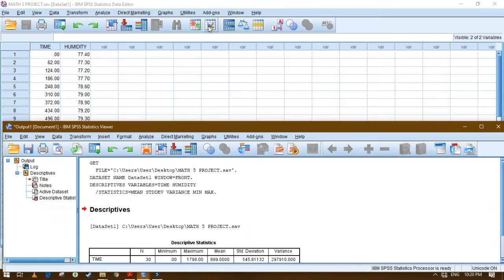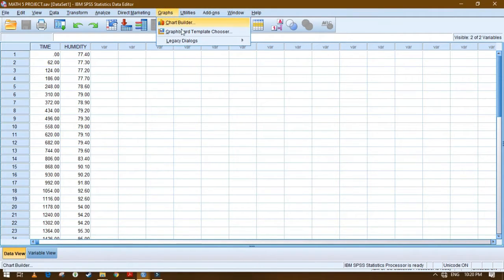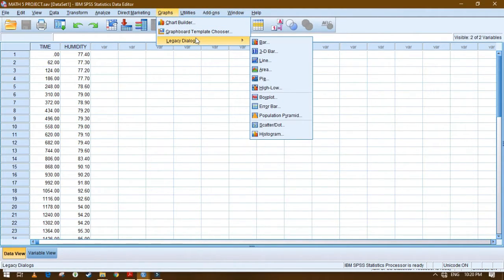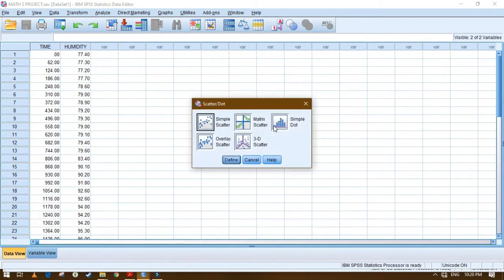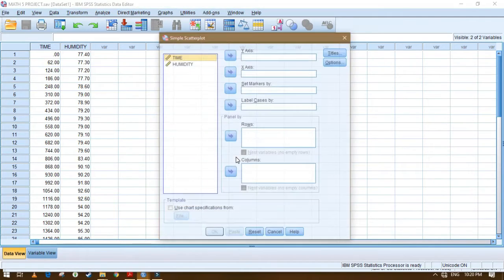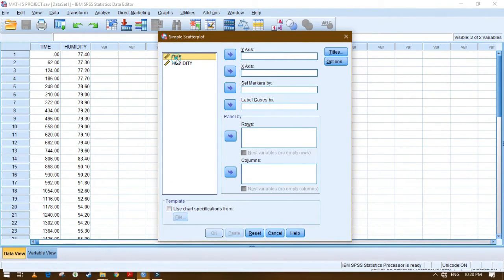On this question, firstly, we must show the scatter data. Click on the graph, go to the listing dialogs, and click on the scatter dot. Just a simple scatter. So on y-axis, we put the humidity, and for time, we put the x-axis.